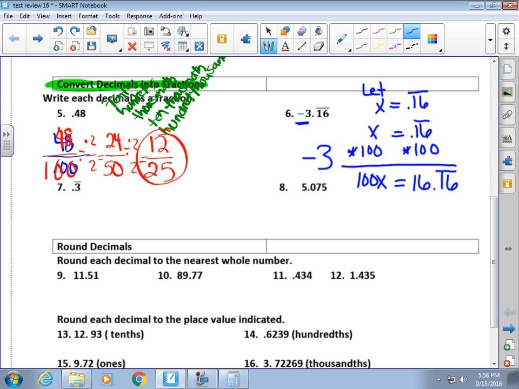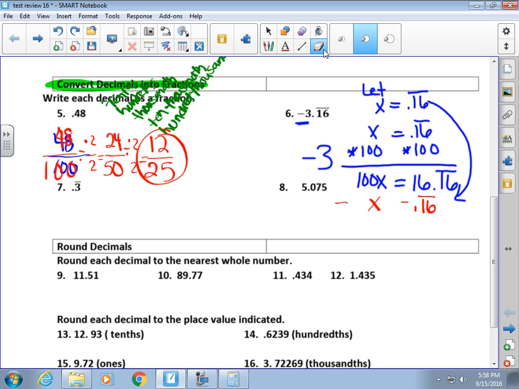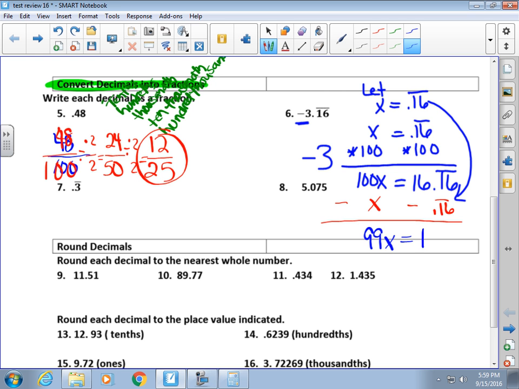From there, I'm going to subtract. So x, I'm going to subtract x, and I'm going to subtract 0.16 repeating from this side. I want to just erase that. It wasn't over far enough for me. All right? And I want to subtract 0.16 repeating from this side. 100x minus x is 99x. And 16.16 repeating minus 0.16 repeating is simply 16.